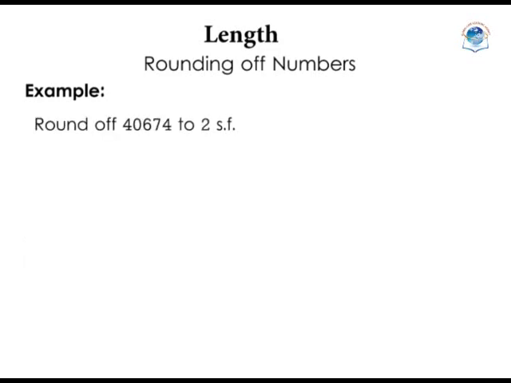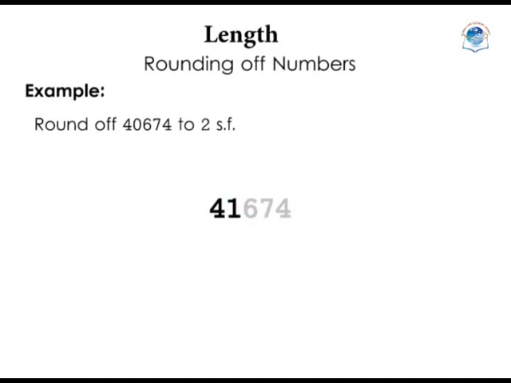Next example, round off 40,674 to two significant figures. The first significant figure is 4, and the second is 0 because it is in between digits. 0 is also the last digit. The decider is 6, and that is 5 or more. So we round up 0 up to 1.